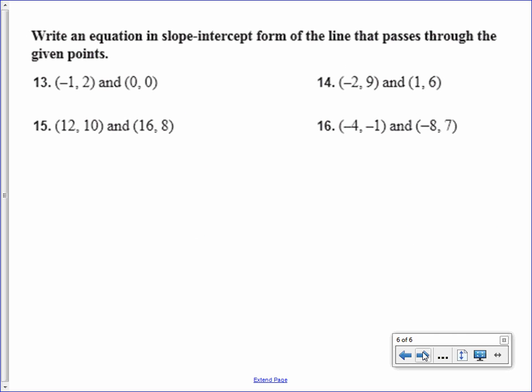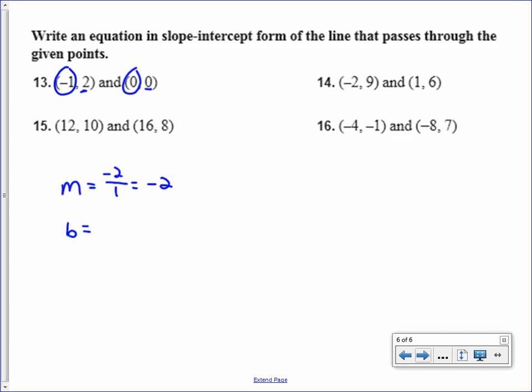Okay, we're going to take a look at a couple of these, and then I'm going to cut it short. Okay, so we're going to look at number 13. So what two things do we need? We need an m, we need a b. So the slope, if you remember, to find slope, change in y over change in x. So how much do the y's change? I go from a 2 to a 0. That means I went down 2. I went from a negative 1 to a 0. That means I went up 1. So my slope is negative 2.